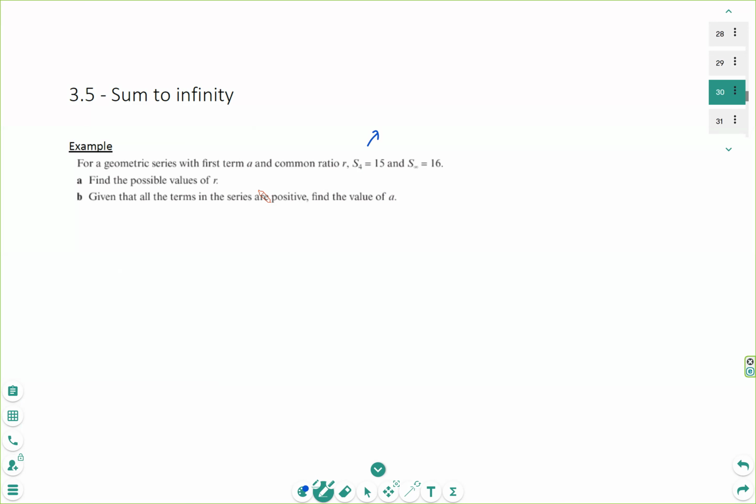So what's S4 again? Remember Sn equals A times 1 minus R to the power of n over 1 minus R. So that's something you should be recalling. We're using this formula, not the arithmetic one, because we're told geometric. So you have to recall the four formulae: arithmetic sequence, arithmetic series, geometric sequence, geometric series. So this is a geometric series.